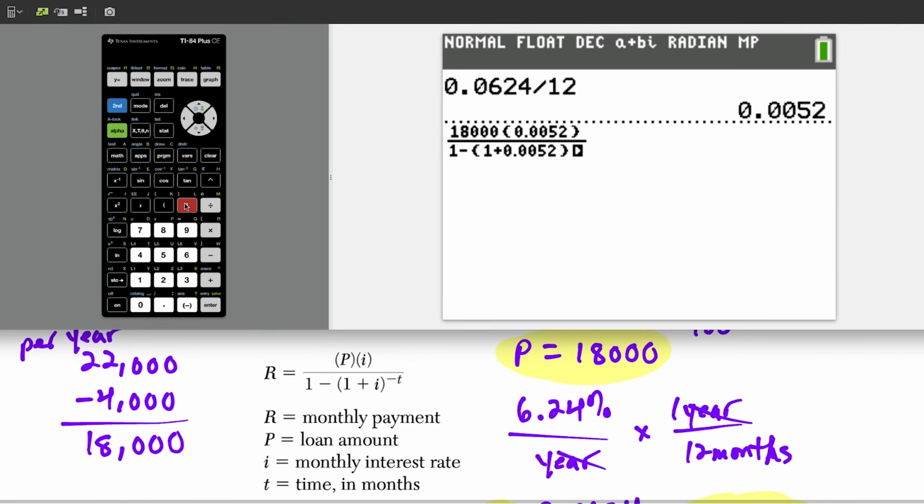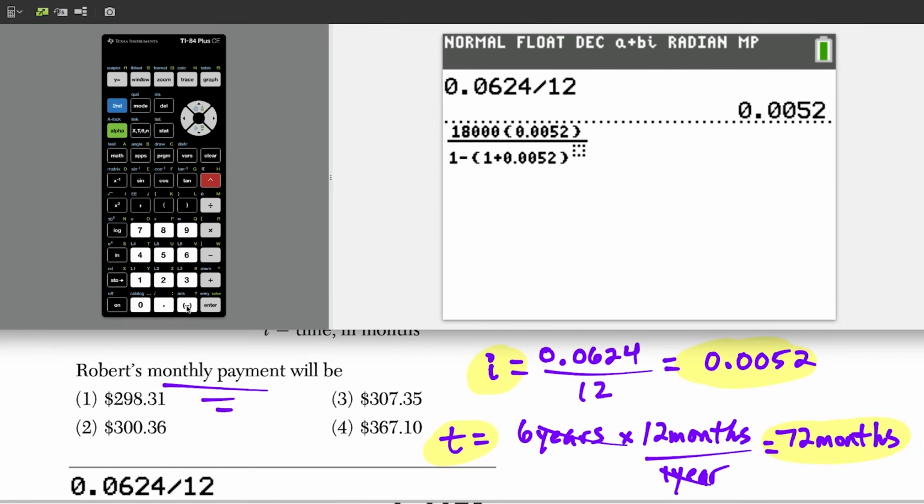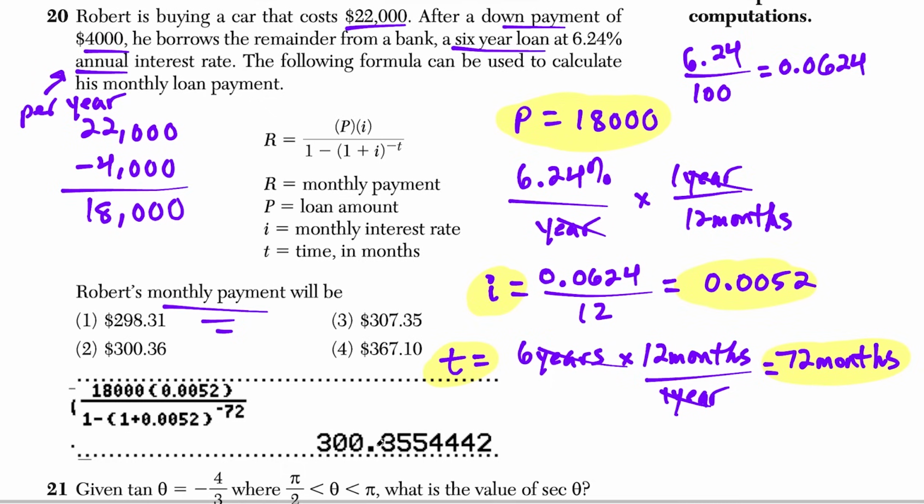And this is being raised to the negative T power. So if T is 72, we're raising this to the negative 72 power, and here's our monthly payment. So we look at this value here, we have 300.355. So if we round to the nearest cent, to the right of the 5 is a 5, so we would round this to $300.36, and this is going to match up with choice 2.